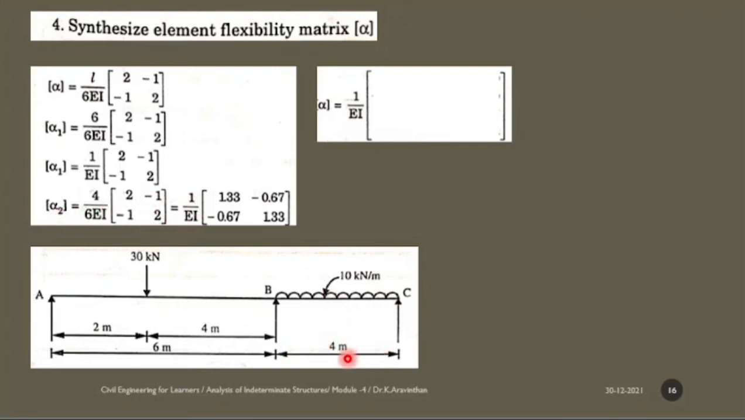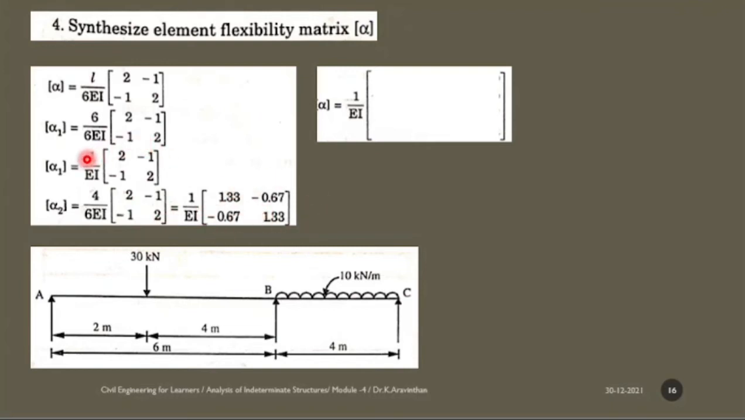So your length is 4 meter, 4 by 6 EI. So this will get cancelled. So what will be your answer? 4 by 6. What is your answer? So 0.66. What you can do is, you can multiply 2 into 0.66. What will be your answer? Yes, the same thing they have done. What you can do is, the common factor if you want to take outside, that is 1 by EI. Now you multiply 4 by 6. Your answer is 0.67 and multiply into the component. You will be getting this answer.